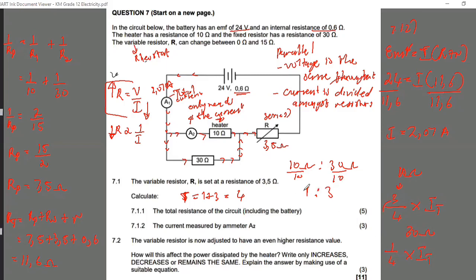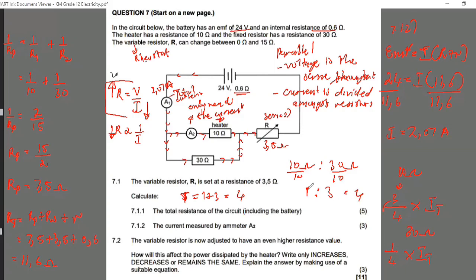After finding the ratios, you simply add the two ratios to find the total of the ratios, and then inverse this, right? So the one that is 10 ohm will take this 3/4, and the one that is 30 ohm will take the 1/4. I hope it makes sense, right?